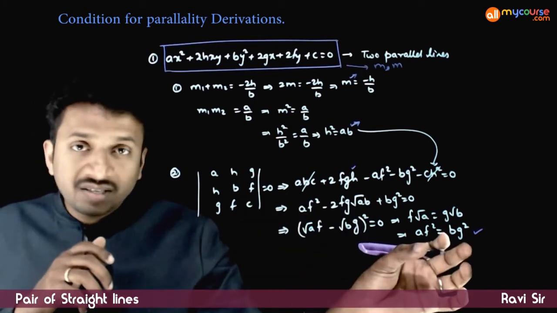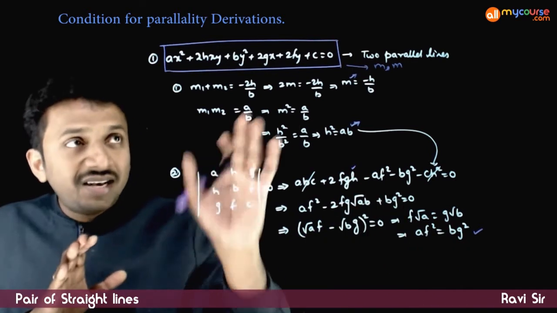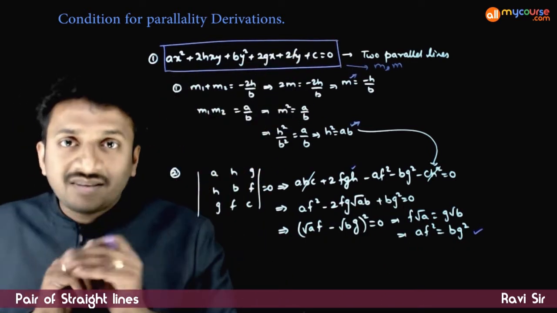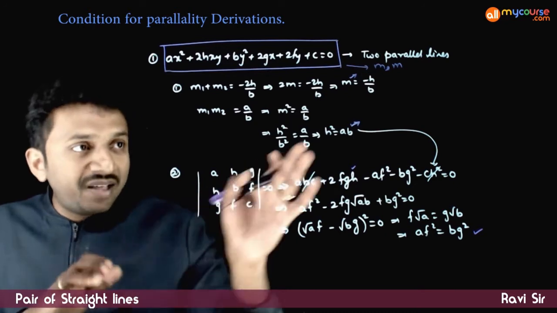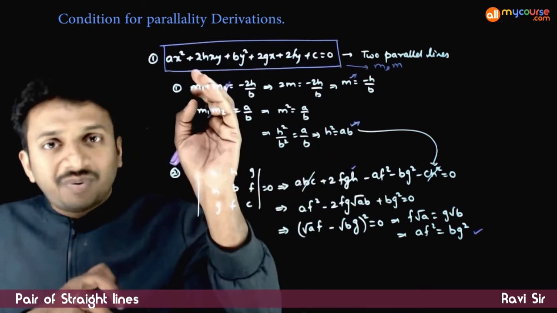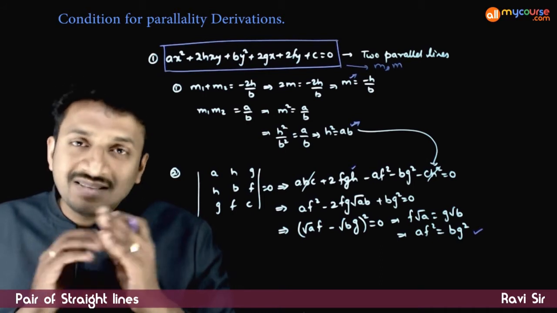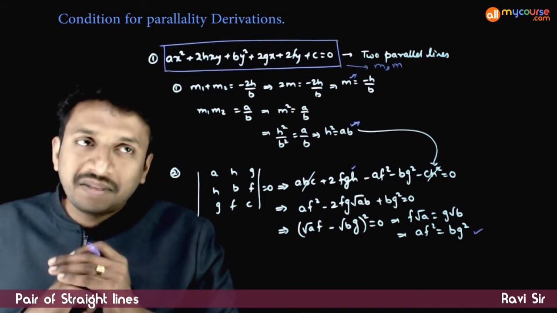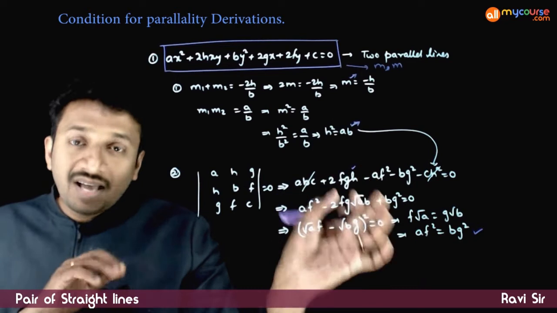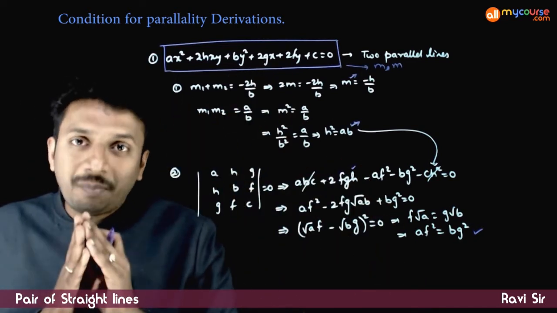So if af square is equal to bg square, then this represents a real pair of lines. And if h square is equal to ab, they represent two lines with the same slope. Hence they become parallel. So these two conditions ensure that the lines are parallel to each other.